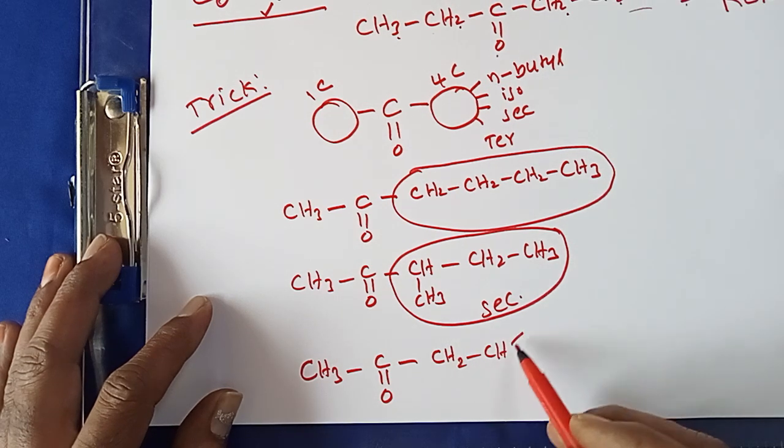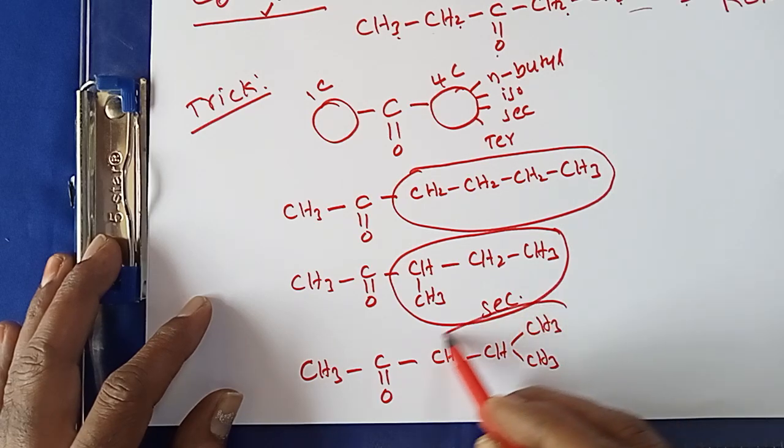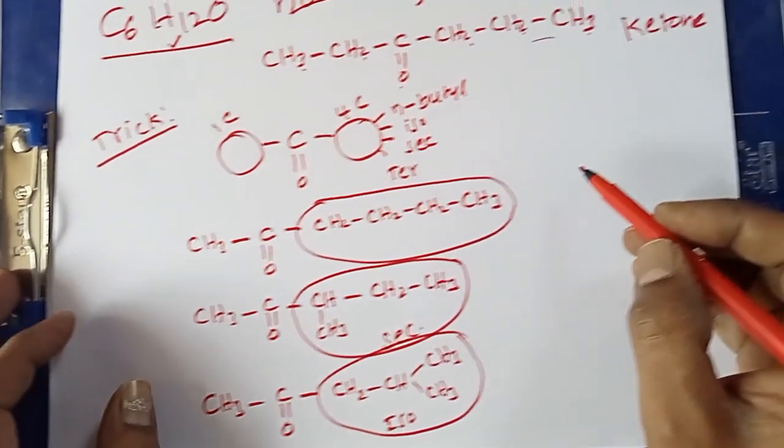Next, what is this? CH2, again CH, CH3, CH3. What is this butyl group? It is the isobutyl group. Iso. Then next one is what?